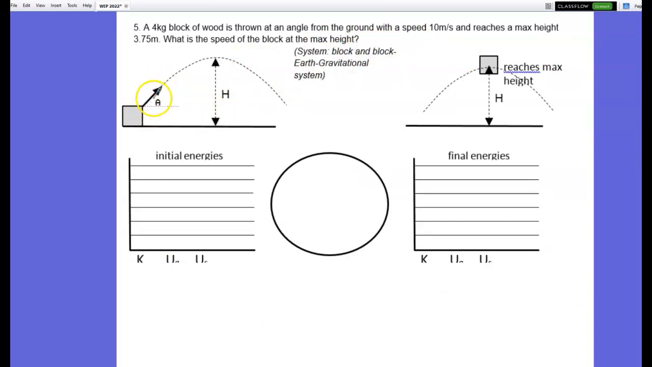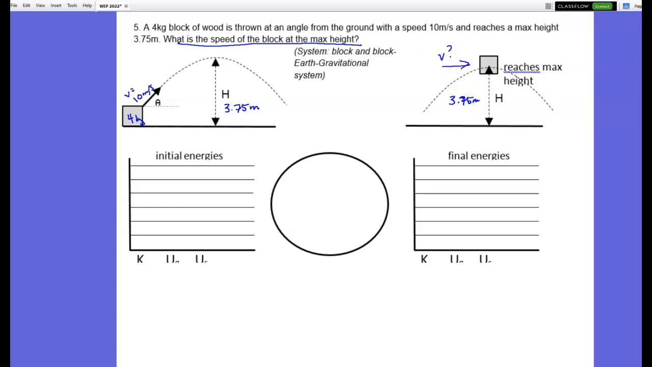These were very complicated to do. Remember, we had to use sine and cosine, and they're simpler now. So let's see, we have a 4 kilogram block of wood thrown. Okay, so the initial speed is 10 meters per second. It reaches a maximum height of 3.75 meters. And the question is, what is the speed of the block when it has reached this maximum height of 3.75 meters? How fast is it going?